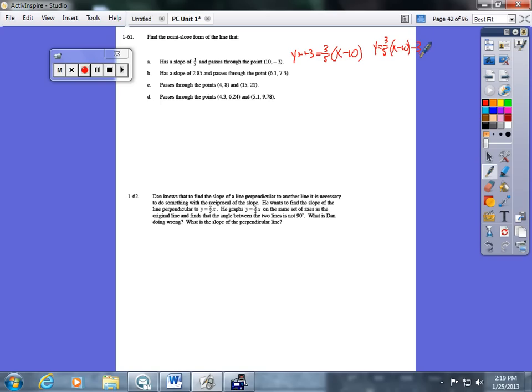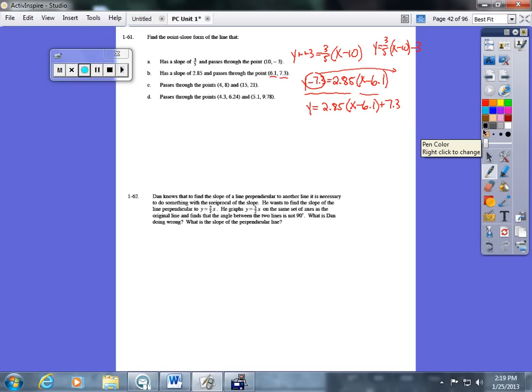Okay, slope of 2.85 and goes through the point (6.1, 7.3). So we would have y minus 7.3 equals 2.85 times x minus 6.1. I don't care if you leave it in this exact form. You don't always have to add this over. But if we would, it would be y equals 2.85 times x minus 6.1 plus 7.3.